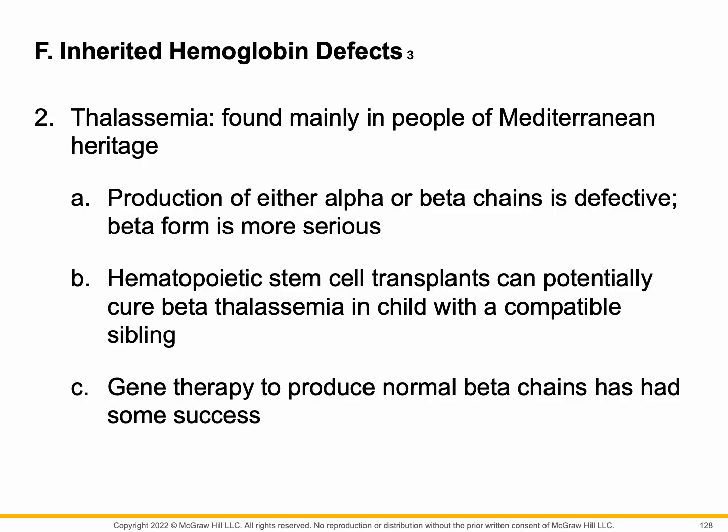Hematopoietic stem cell transplants can potentially cure beta thalassemia in children with a compatible sibling. And gene therapy to produce normal beta chains has had some success as well.